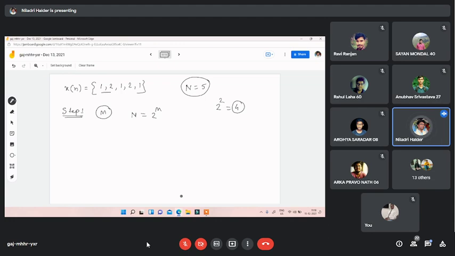if the stage is 2, then 2 to the power 2 will be 4. So 4 samples will be covered, but 1 sample is still remaining. So it must be 2 to the power 3, that is 8, isn't it? So n must be 8. N equal to 5 has been given, and you have to make n equal to 8. Clear?